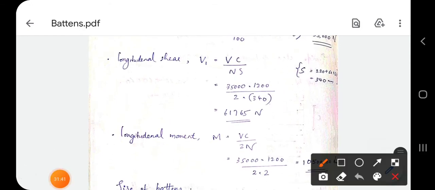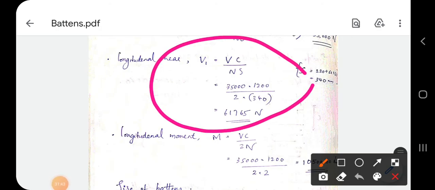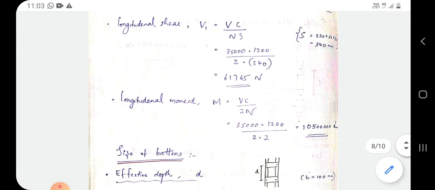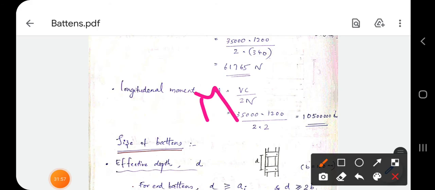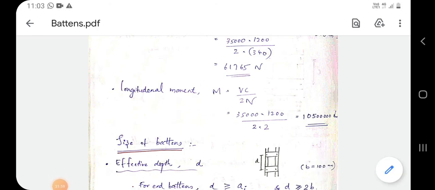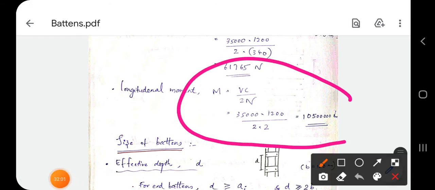Okay, and find the value of longitudinal shear as 61.7 kilonewton. Okay, and longitudinal moment as M is equal to V into C by 2N. Substituting, we will get this much value in Newton meter.